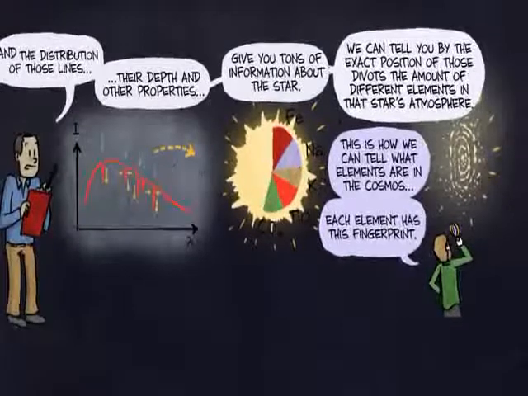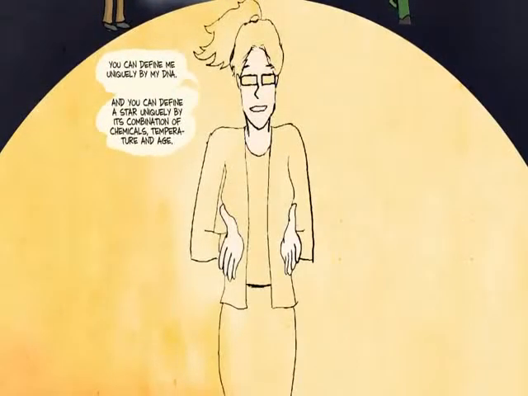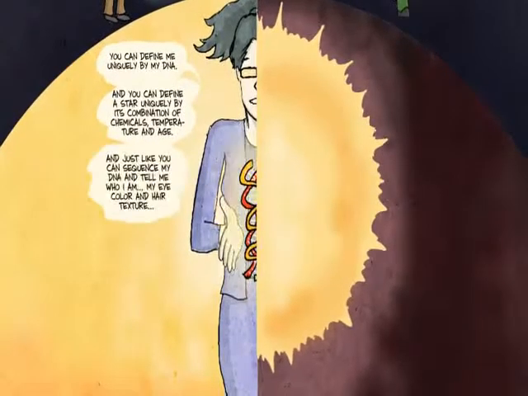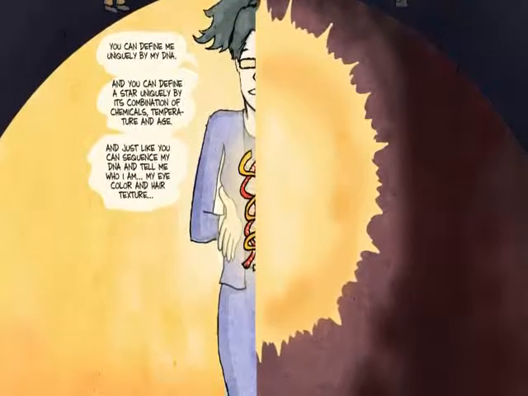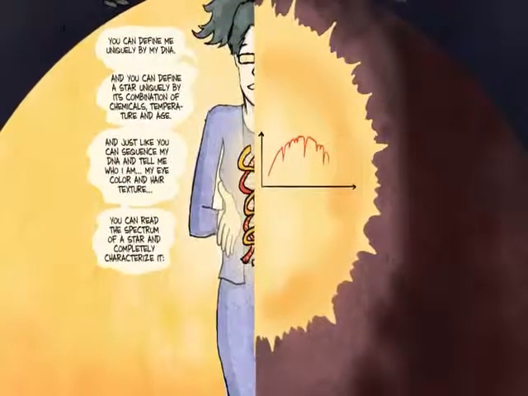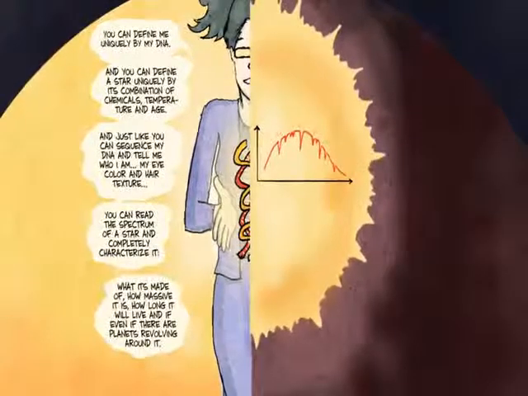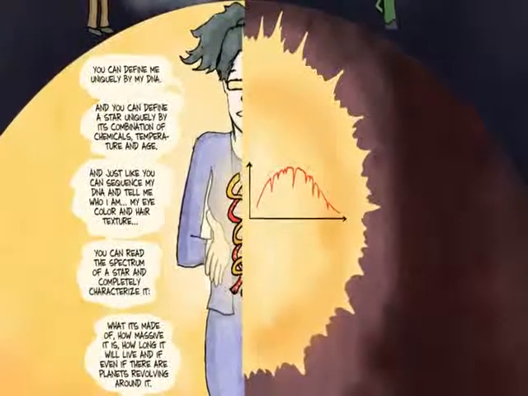So you can define me uniquely by my DNA, and you can define a star uniquely by its combination of chemicals, temperature, and age. And just like you can sequence my DNA and tell me who I am, what color my eyes are, and what texture my hair is, you can read the spectrum of a star and completely characterize it. I can tell you everything about the star, what it's made out of, how massive it is, how long it's going to live, and if it has a family of planets.